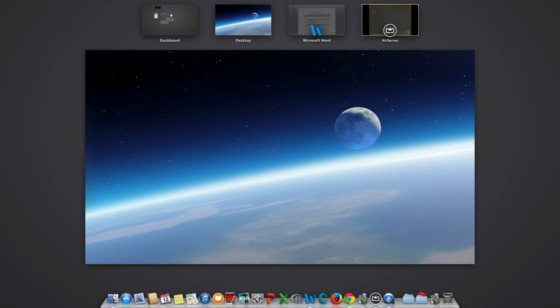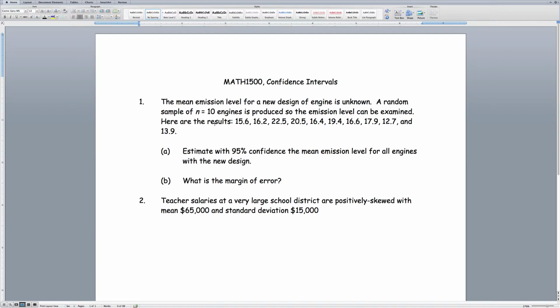Now, if I go back to the first problem, I'm going to need some things. So I'm going to have a lot going on here. Hopefully my computer doesn't lose its mind on me. So the first problem says the mean emission level for a new design of engine is unknown. Collected 10 measurements. We're going to use those to estimate with 95% confidence the mean emission level for all engines with this new design. All right. So the first thing to think about is we need to look at our data and calculate the descriptive statistics.